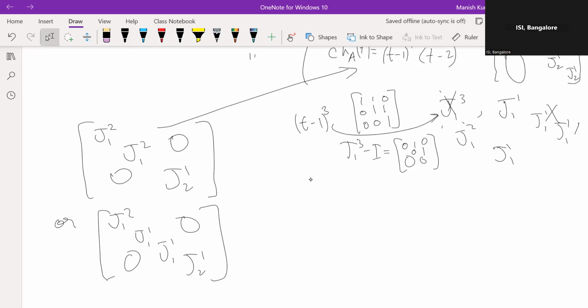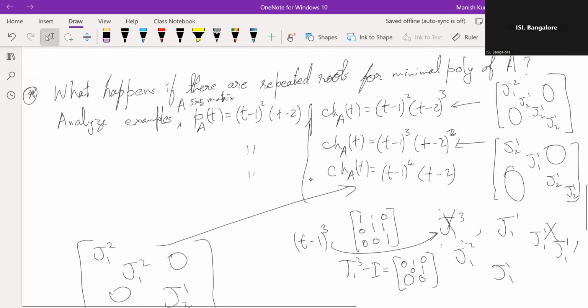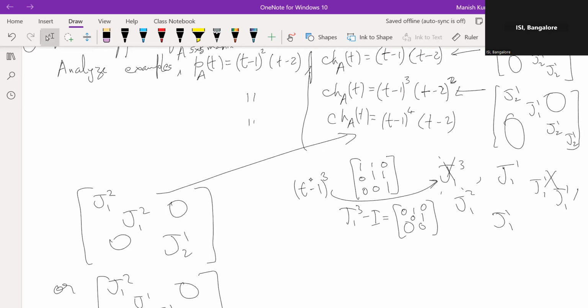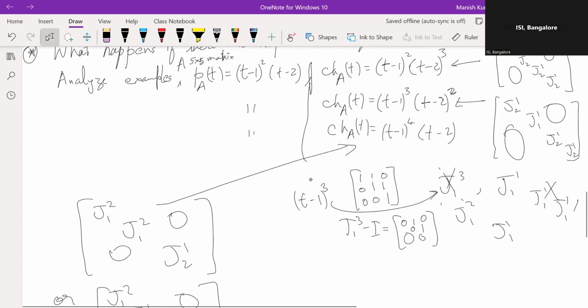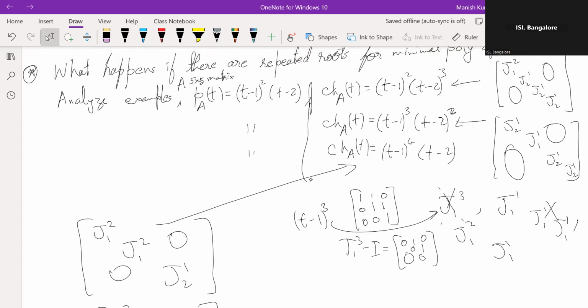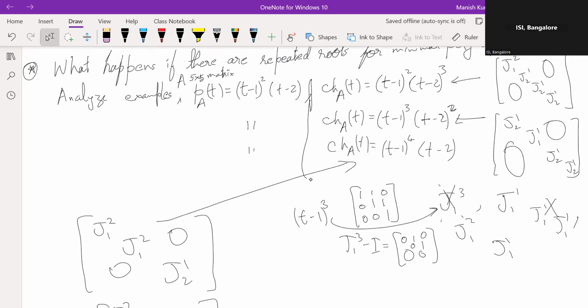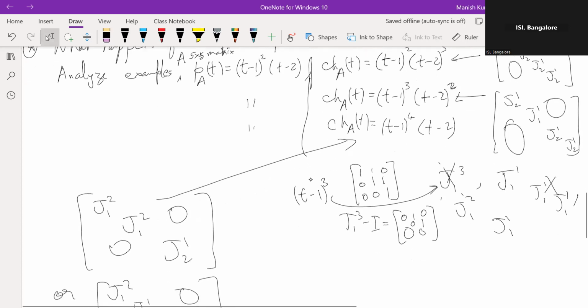What's your guess? Both are possible or not? Yeah, so to check whether both are possible, these things are easy to decide. You look at this matrix. Calculate the characteristic polynomial. The way we have written it, the characteristic polynomial is going to be (t minus 1) to the power 4 times (t minus 2). And the minimal polynomial of this matrix is (t minus 1) whole square times (t minus 2), right?